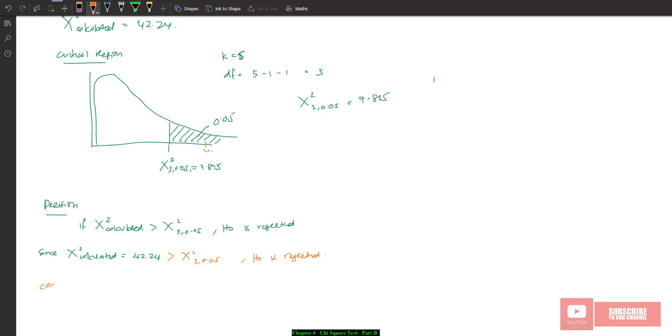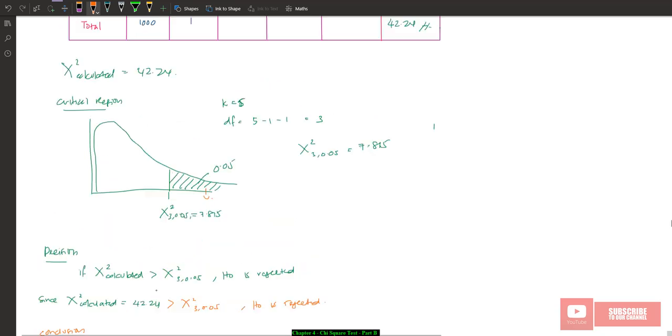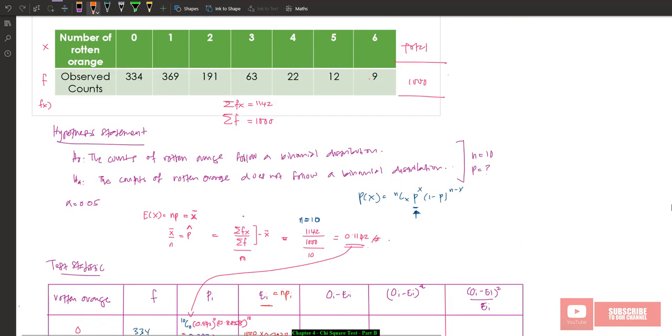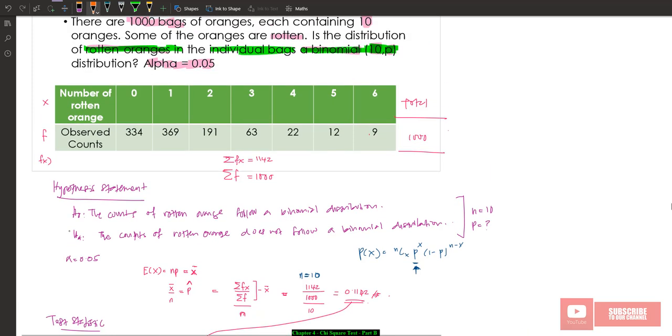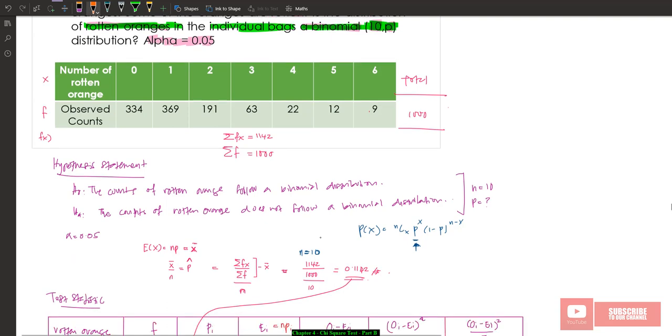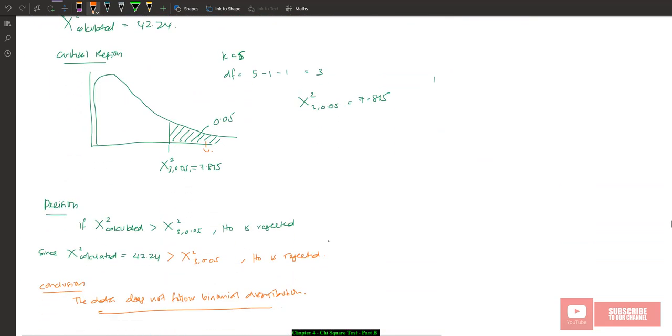So our conclusion is the data does not follow binomial distribution. So our null hypothesis is the data follow binomial distribution. Alternative hypothesis, the data does not follow binomial distribution. So that's how we solve the problem.